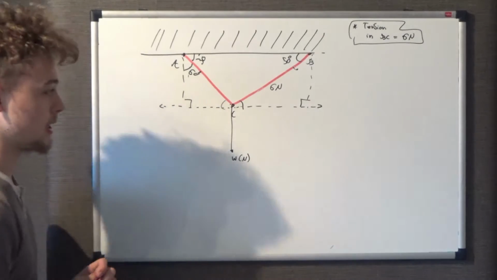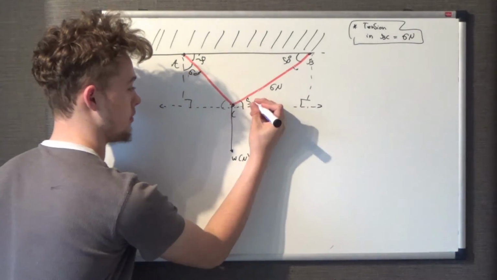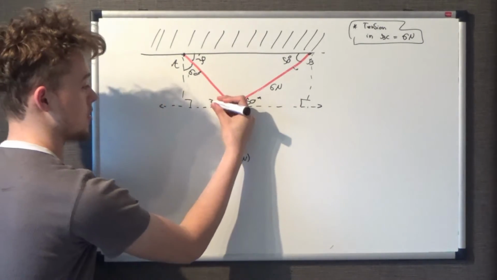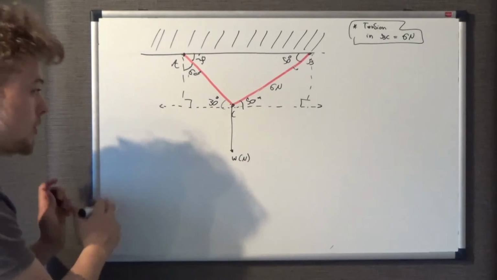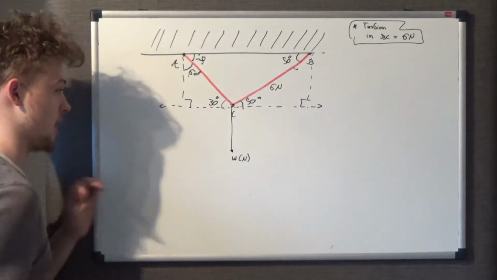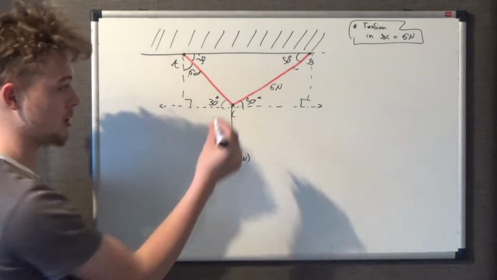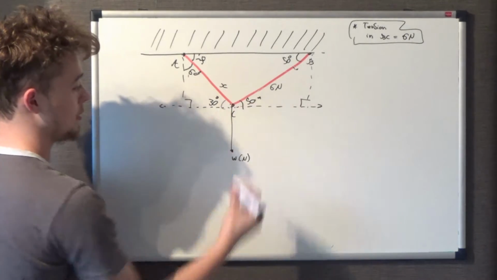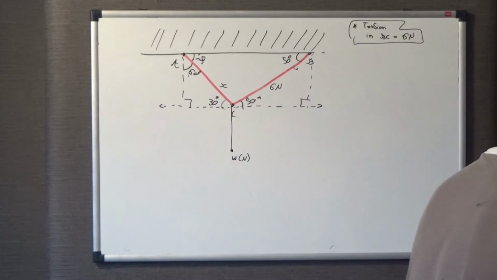Okay, so again, it's a very, very simple idea. Obviously this is going to be 50 degrees and this is going to be 30 degrees. So now we know what all the angles are. We can create an equation here to work out what this A to C is. Just for purposes, I'm going to call this tension in A to C X.